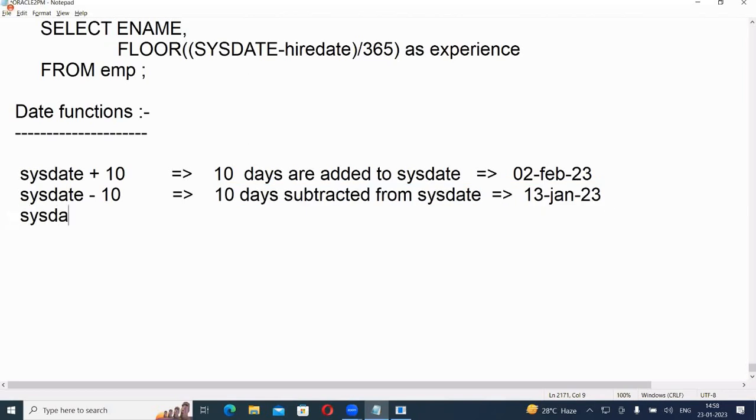Next one, sysdate plus what? Plus 10 means added, minus 10 means subtracted. If you want to add the days, directly you can add. If you want to subtract the days, directly you can subtract.